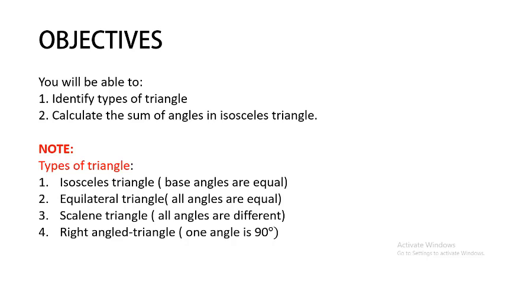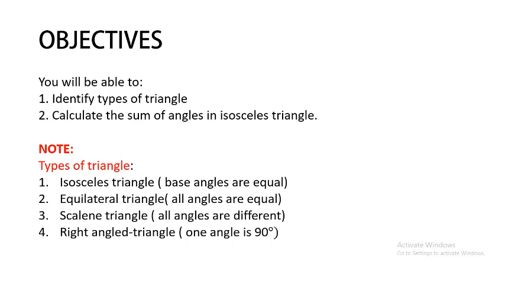So we have types of triangle. The first one we have isosceles triangle. In isosceles triangle, our base angles are equal. The second one we have equilateral triangle. Equilateral triangle is also a type of triangle in which all angles are equal. And the third one we have scalene triangle. In scalene triangle, all angles are different.